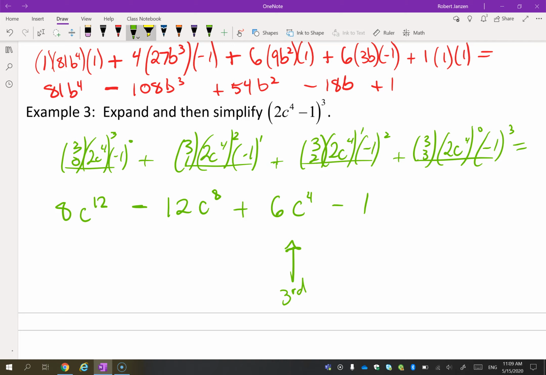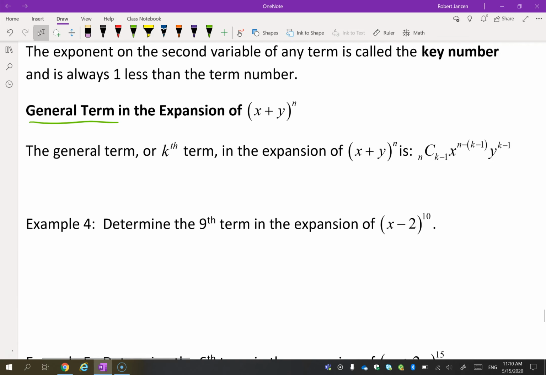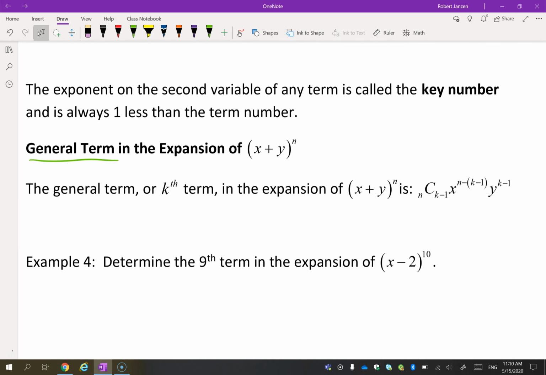A couple things I want you to notice about the third term. What's the power here? The third term, the power there is 2, and we're choosing 2 out of the 3. It's always one less. That is what we call the key number. The key number is one less than the term number. So if you're looking for the kth term, whatever that might be, then the key number would be k minus 1.